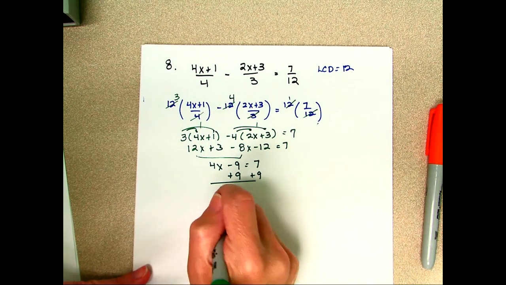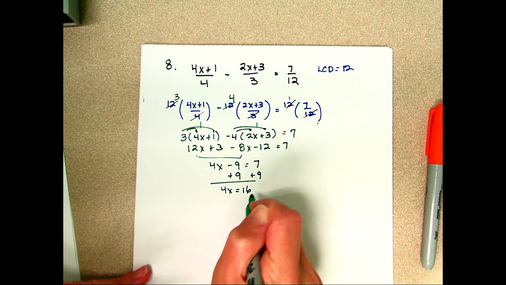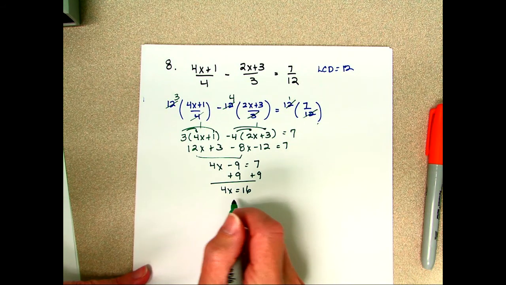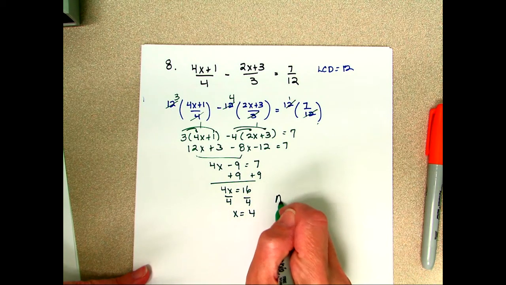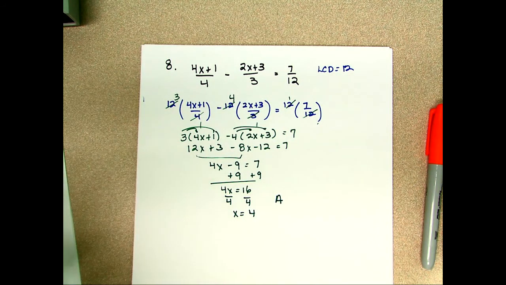X equals 16. Divide both sides by 4. X equals 4. The answer for number 8 is A. Number 9.